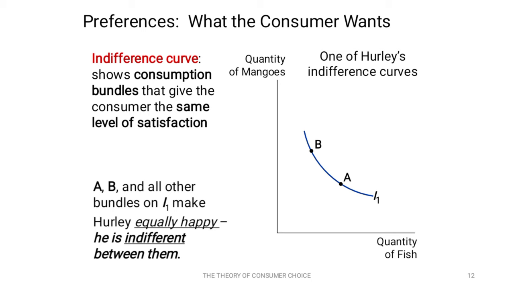Same level of satisfaction. So on A and B, it means when he consumes A, he is equally satisfied as consuming B. Okay, he's equally happy. And when we say someone is indifferent, it means he doesn't prefer one to the other.